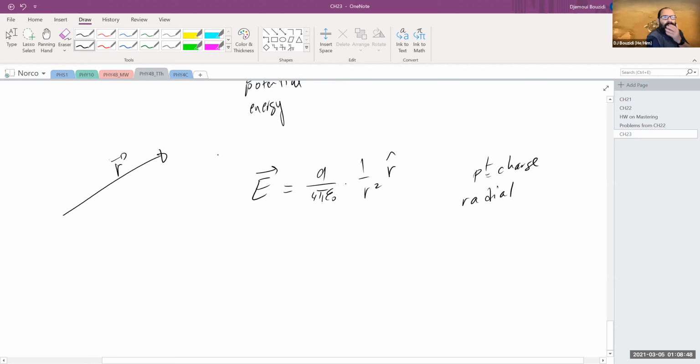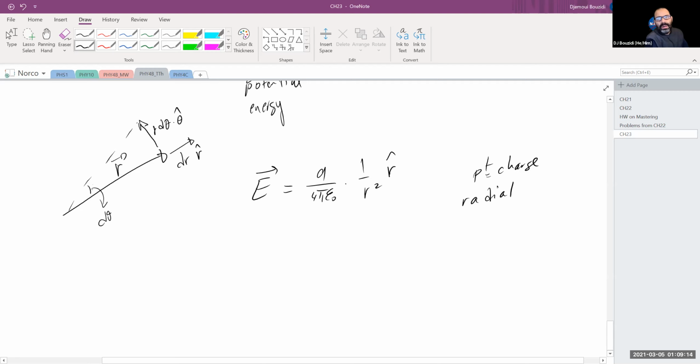One way to change the position vector is changing its length only, by adding a dr in the radial direction. Another way is changing its direction by an amount d theta. You should have seen this in physics 4A. The arc distance is r d theta, and this is in the theta hat direction.